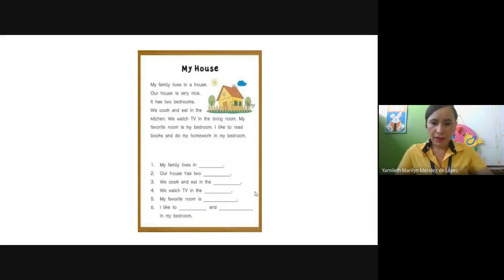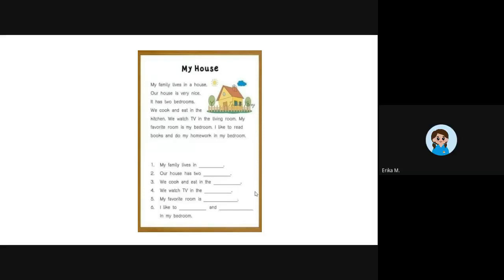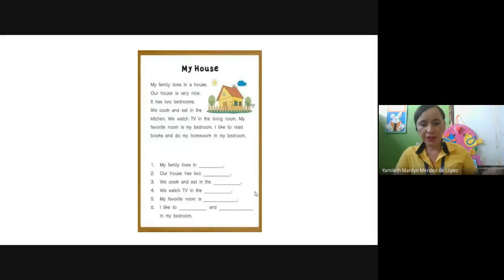Well, this is very easy to understand, right? Let's complete the sentences. According to the text, what is the complement for number 1? My family lives in a house. Very good. My family lives in a house. Now I need your participation. Please read the second sentence with the missing word. Who wants? Number 2? House has 2 bedrooms. Very good. Number 3?